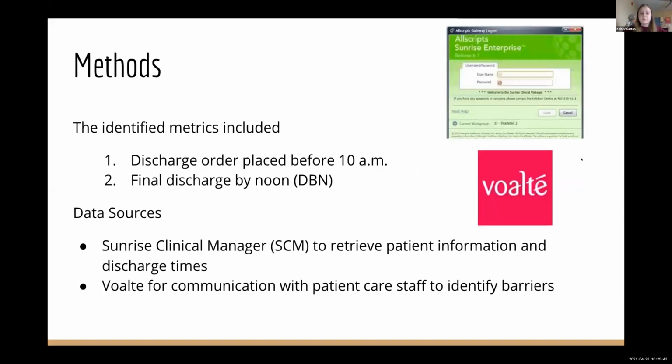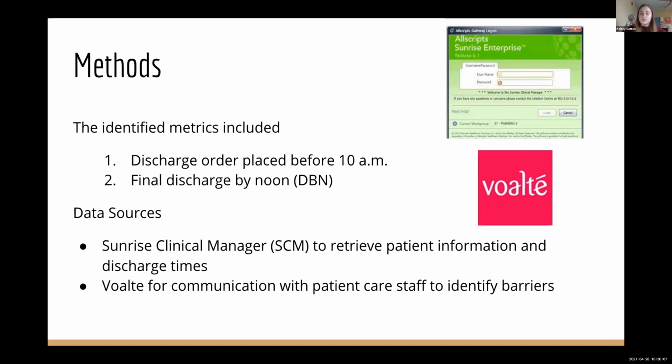So our metrics included, one, having a discharge order placed before 10 a.m., and second, having a final discharge by noon, and that would be a DBN, which you may hear throughout the presentation. Our data sources came from Sunrise Clinical Manager, their electronic health record system, and we retrieved our quantitative data from there, which was patient information and discharge times.